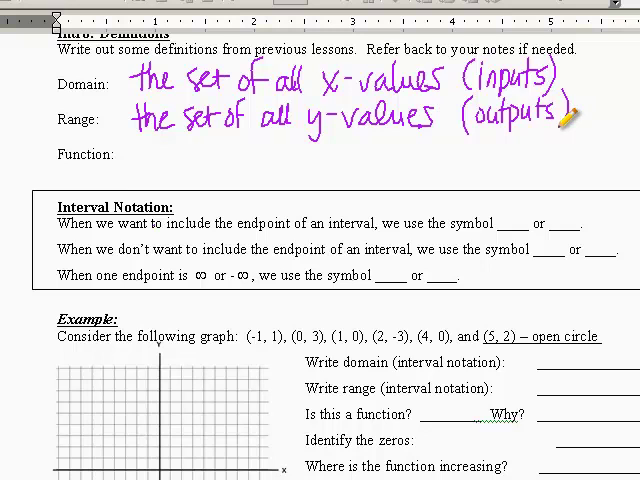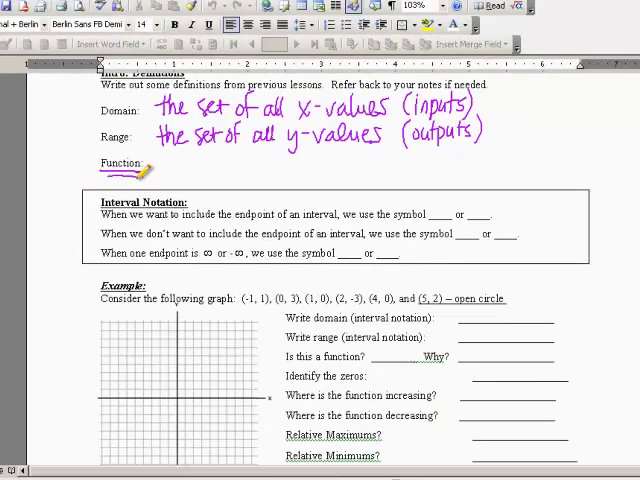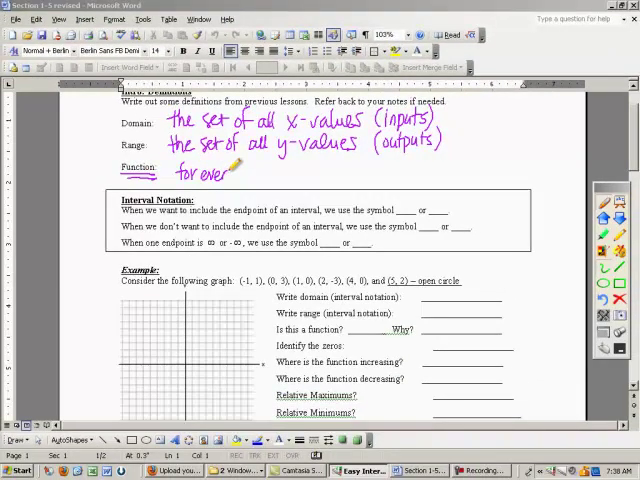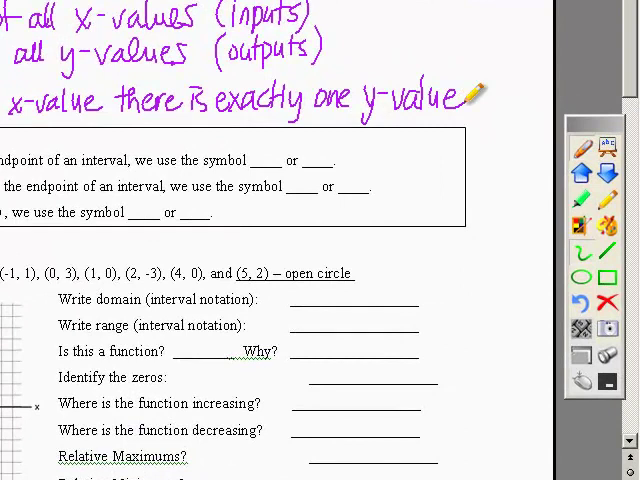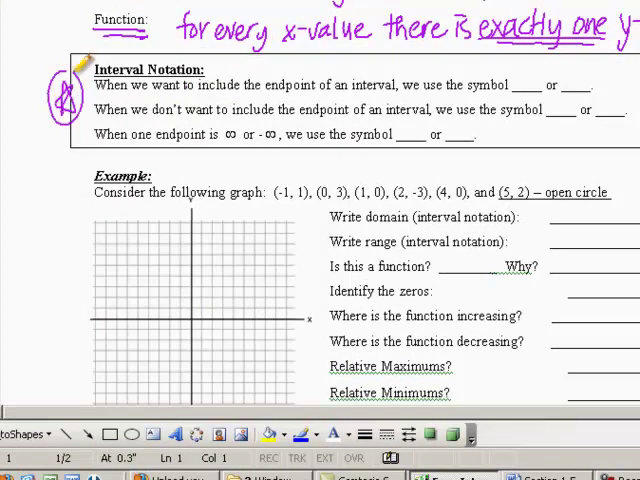And function, we said, was the most important. How do you determine if something's a function? We're looking at the fact that for every x value, there is exactly one y value. You could interchange that with inputs and outputs as well, but that's kind of the idea of the three big definitions from section 1.4.